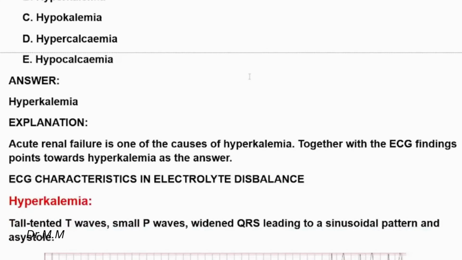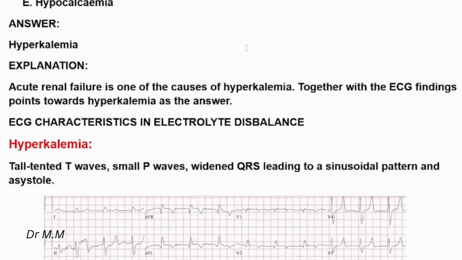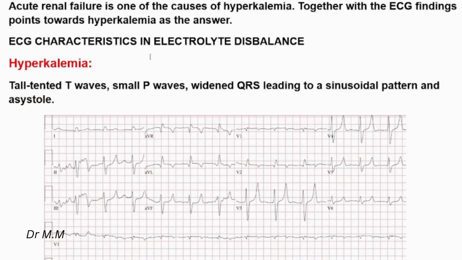Here we are going to talk a little more about electrolyte imbalances and the effect of them on the patient's electrocardiogram. Okay, explanation. Acute renal failure is one of the causes of hyperkalemia, which together with the ECG findings points towards hyperkalemia as the answer. ECG characteristics in electrolyte imbalance.